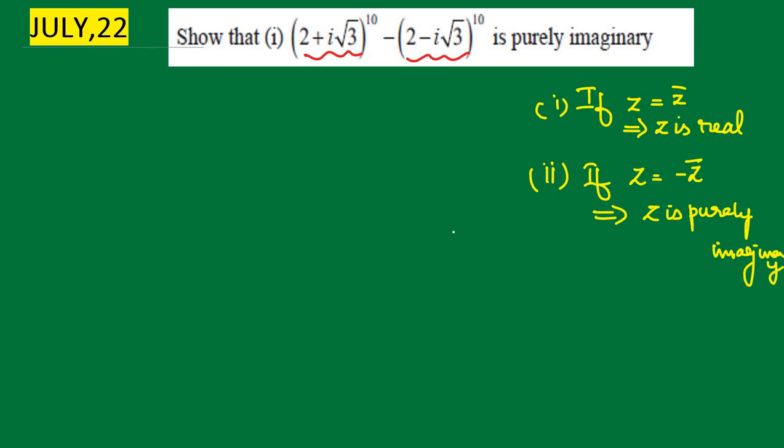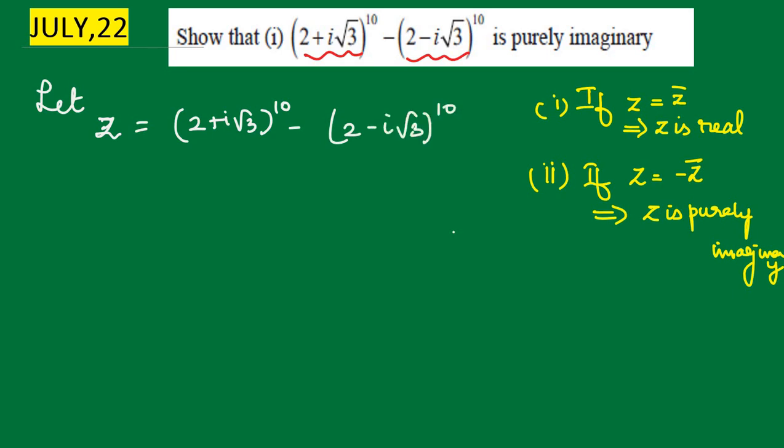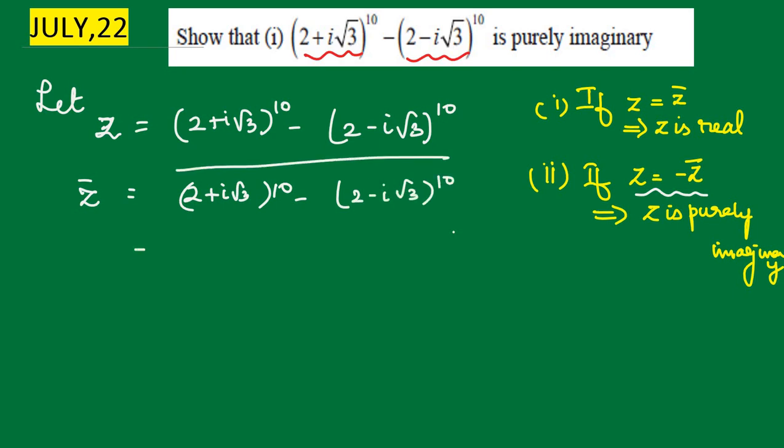Now for that, let z be equal to the given expression. Z is equal to (2 plus i root 3) whole power 10 minus (2 minus i root 3) whole power 10. Now our aim is to show that z is equal to minus z bar. Now we find what is z bar. Now z bar is equal to the conjugate of (2 plus i root 3) whole power 10 minus (2 minus i root 3) whole power 10. Now, taking the conjugate of this, it can be written as (2 plus i root 3) whole power 10 conjugate minus (2 minus i root 3) whole power 10 conjugate.